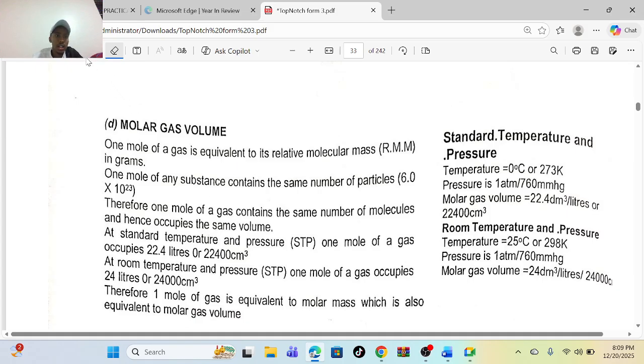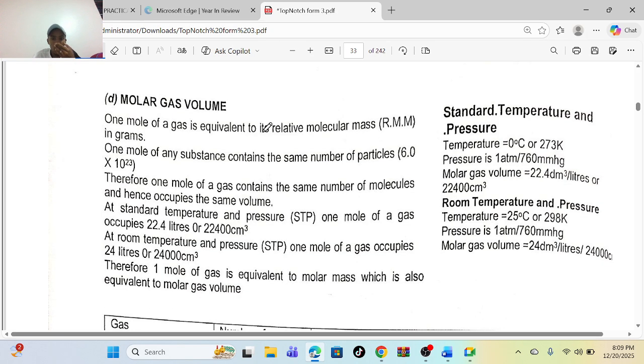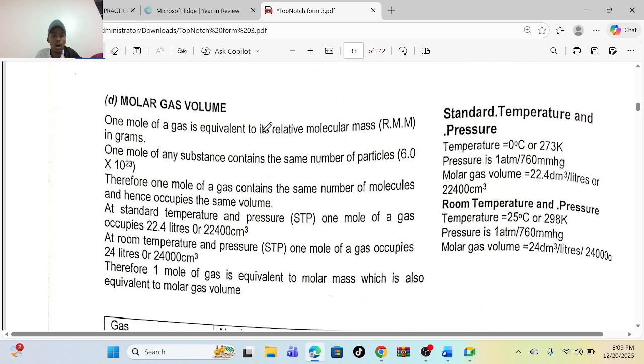So molar gas volume, one thing that you have to know is 1 mole of a gas is equivalent to its relative molecular mass, RMM. 1 mole of any substance contains the same number of particles, and that is Avogadro's constant, to repeat, that is 6.0 times 10 raised to power 23.